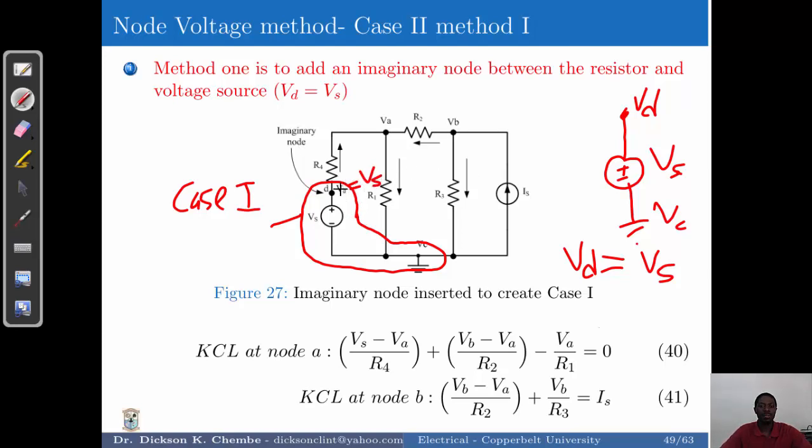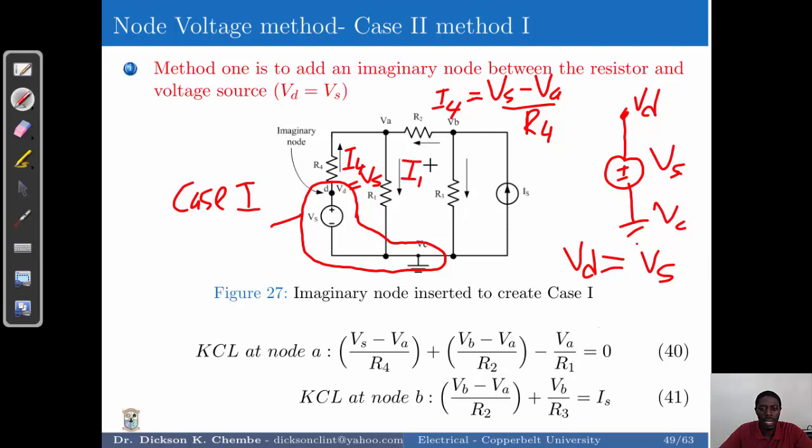And now the value of this current that is flowing in resistor 4 here, if we call this I4, is simply going to be equal to Vs minus Va over the resistance, which is R4. And this is what you get here. So in short, when we apply KCL at node A, we've got I4.